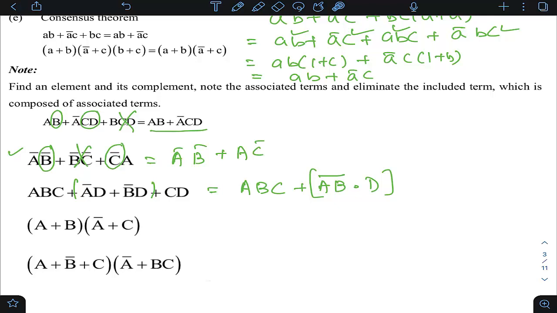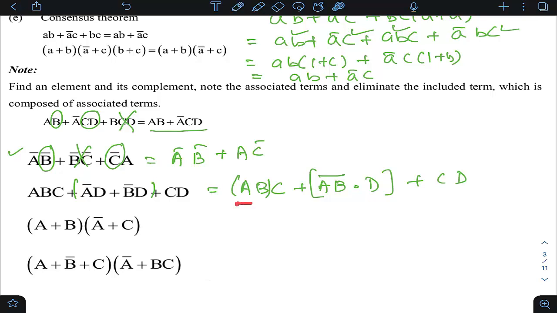Because by De Morgan's law, if I split it, you get A bar plus B bar. So this is A bar plus B bar. A bar plus B bar with D is A bar D plus B bar D. So this bracket term is replaced by this. And then your CD. Now you observe, students, I can assume that this AB as a single variable, right?